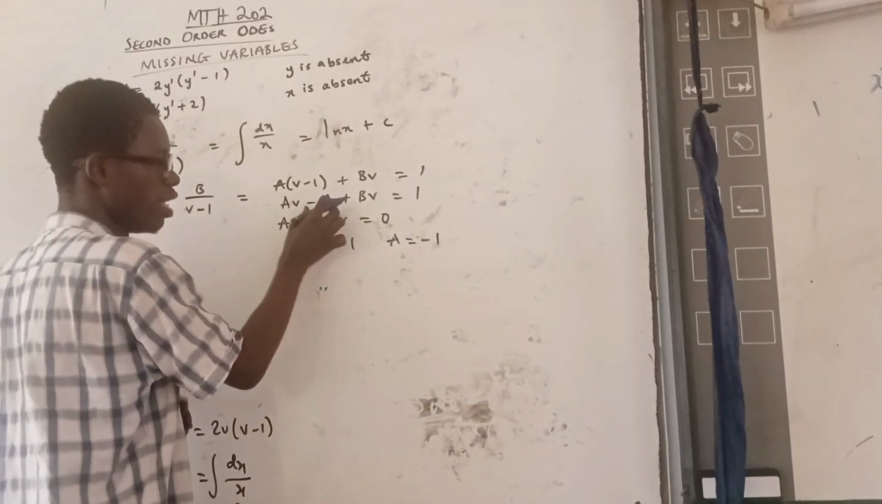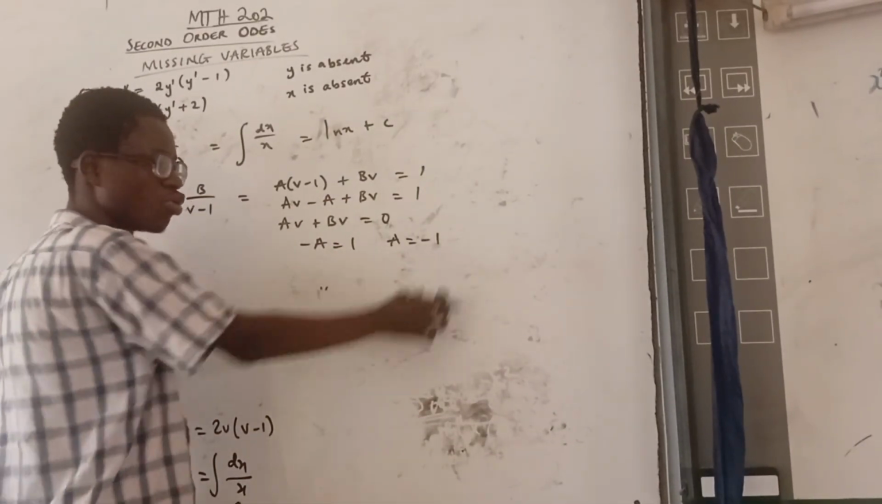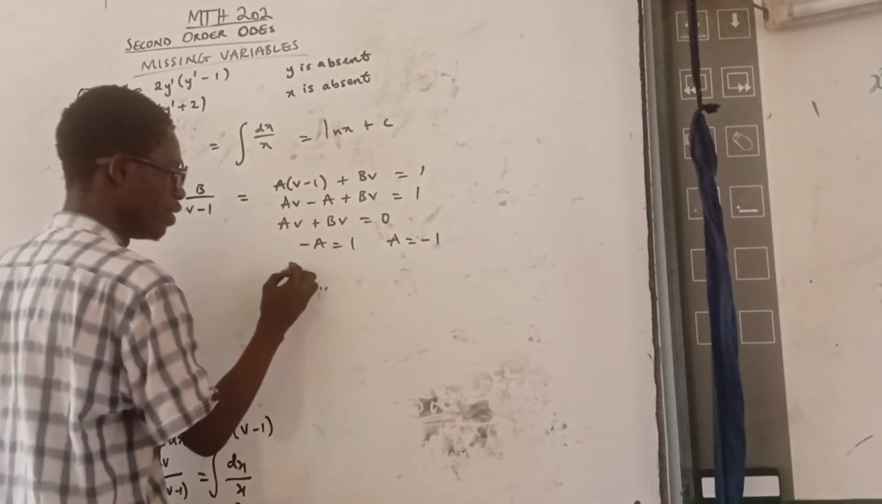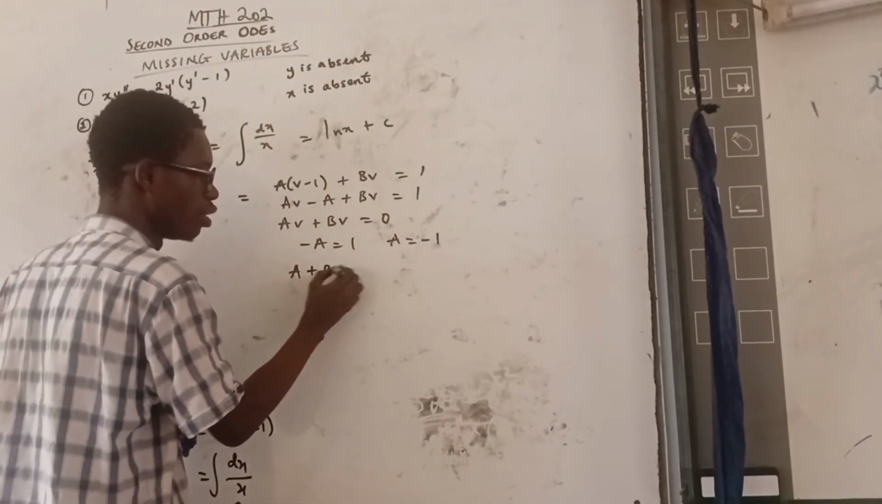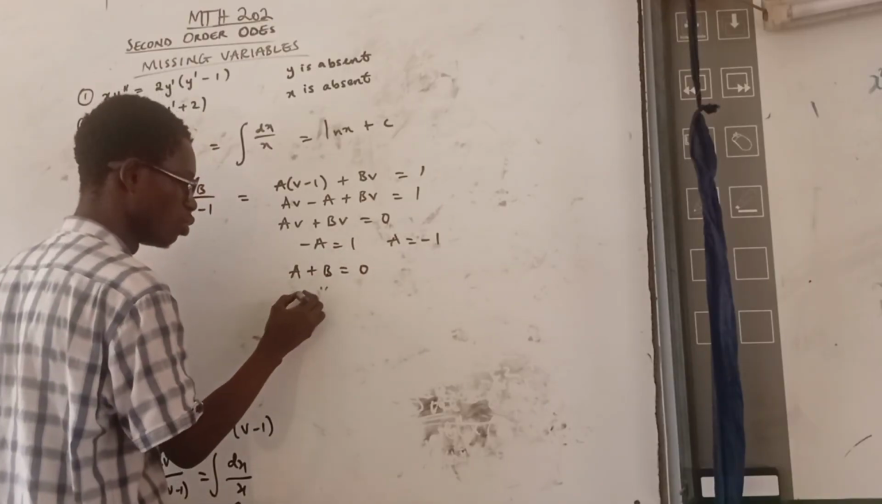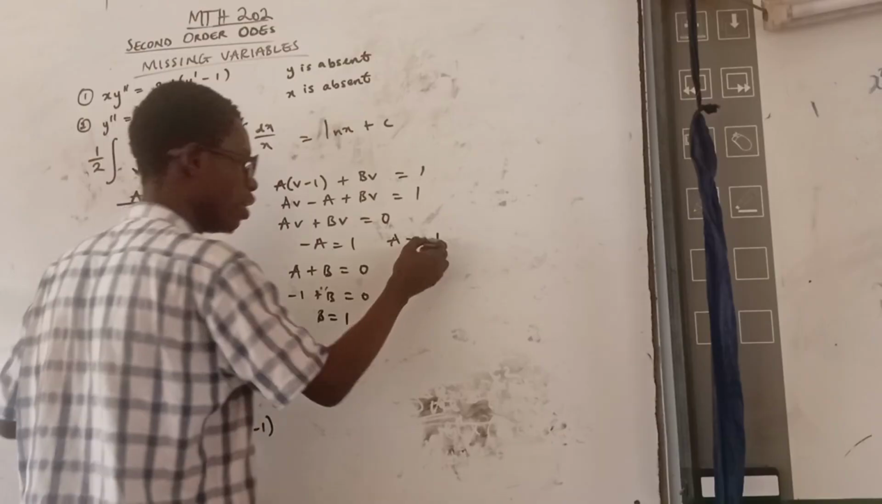Right? Minus a is our constant here. The only constant here too is 1. So minus a equals 1, a equals minus 1. So now let's solve this. If I divide through by v, a plus b equals 0. Don't forget a is minus 1, which means minus 1 plus b equals 0. Therefore, b equals 1, a equals minus 1.